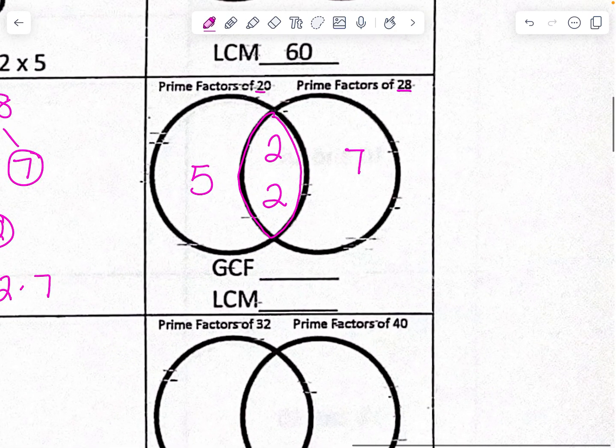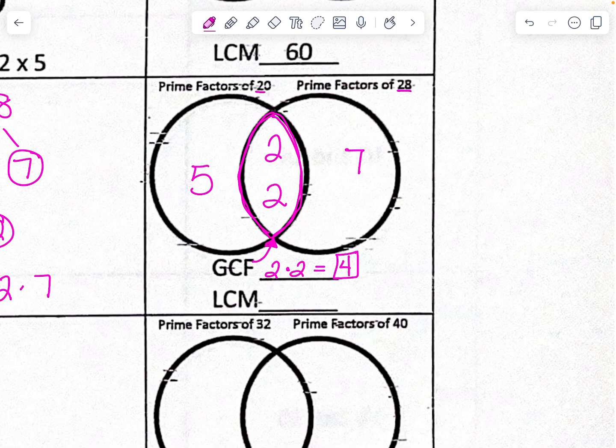Okay, the GCF is the greatest common factor. That's always what do they have in common in this middle part. Okay, so we have a 2 and 2. We're going to take that, we're going to multiply them. 2 and 2 equals 4. So the greatest common factor of 20 and 28 is 4.